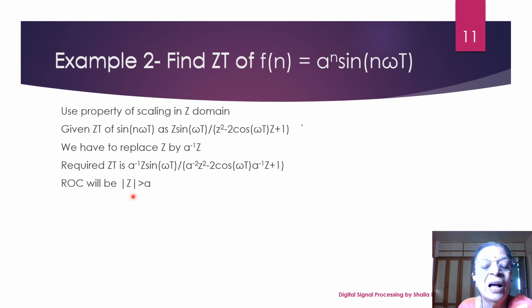Now in this case the ROC will be mod z greater than a, because for the sine term we get e raised to minus j omega t and e raised to plus j omega t. So in that case, the magnitude is 1. So for the original transform the ROC is mod z greater than 1. Now in this case, it will be scaled by the factor of a.